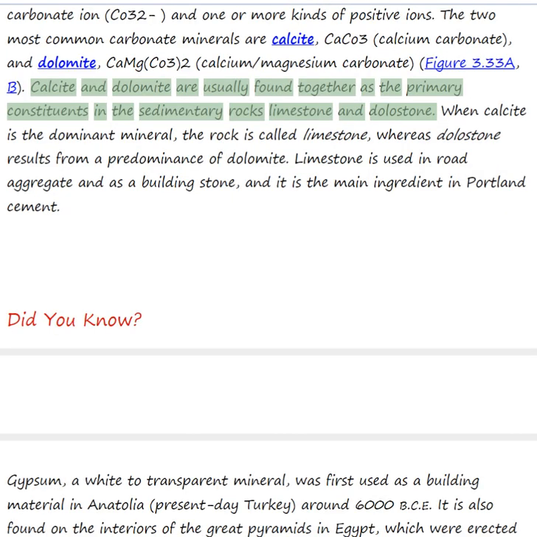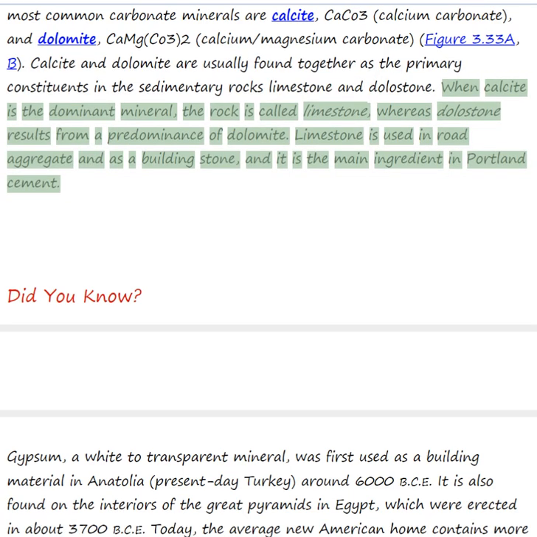Calcite and dolomite are usually found together as the primary constituents in the sedimentary rocks limestone and dolostone. When calcite is the dominant mineral, the rock is called limestone, whereas dolostone results from a predominance of dolomite. Limestone is used in road aggregate and as a building stone, and it is the main ingredient in Portland cement.